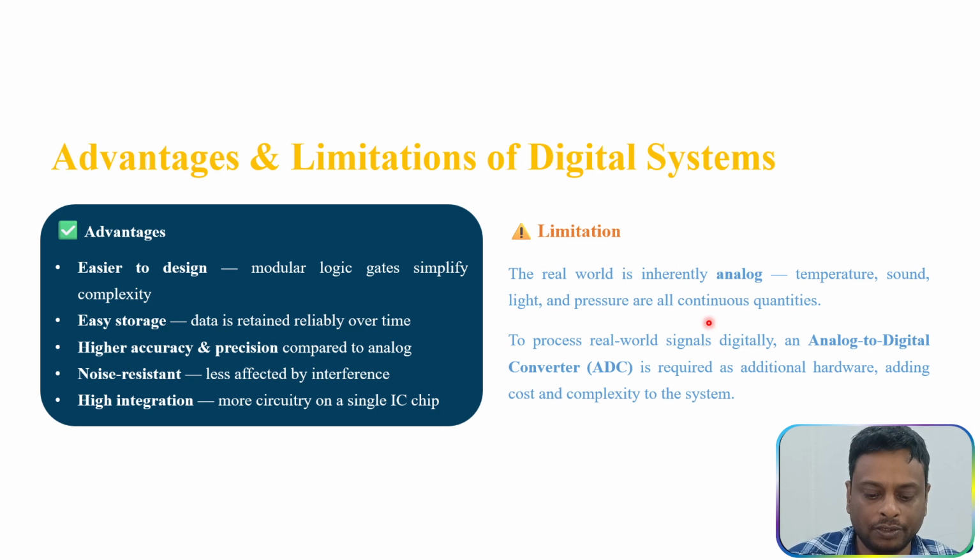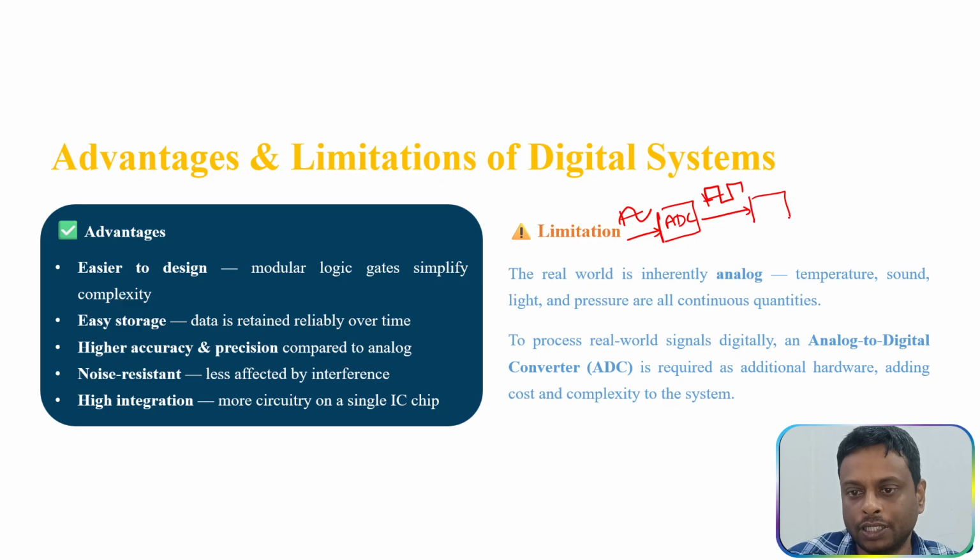So this is a limitation of digital systems. Because we live in the analog world, we have an analog to digital converter, which takes the analog signal and converts it into a digital signal. Then after processing, we have the digital to analog converter, so we go back to the real world. This is our analog signal. So we need this type of conversion when we are dealing with digital systems.